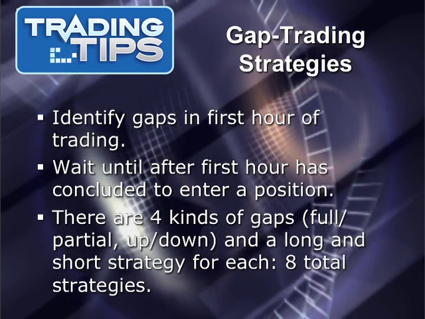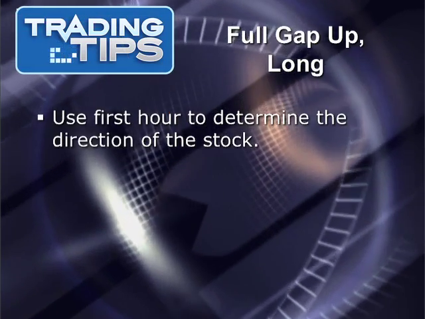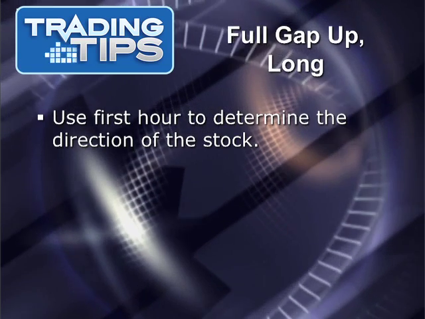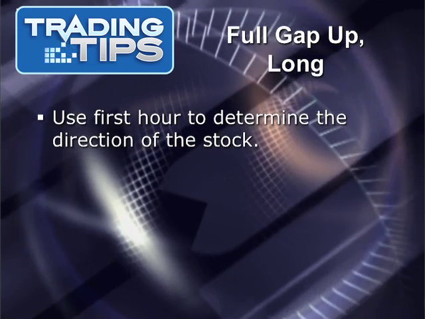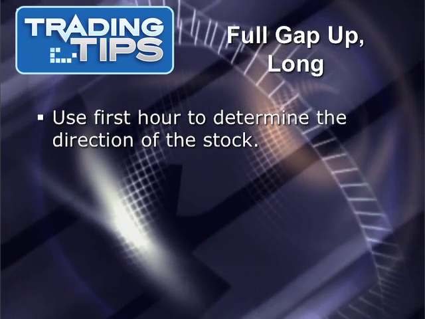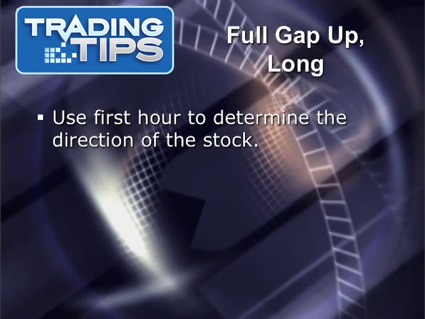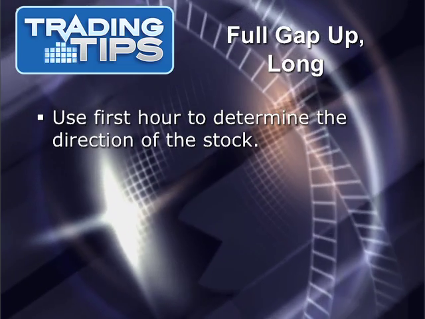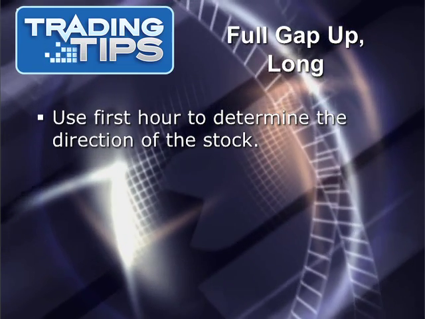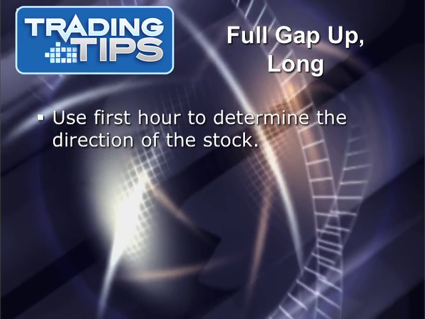Let's look at the 4 full gap strategies first. When a stock makes a full gap up, you can either go long, buy it, or short sell it. Obviously, you want to determine whether the gap up was the first portion of a new uptrend or an overreaction that will soon see a correction. Your best bet in making this determination is to watch the first hour of trading and see if the stock is headed higher or lower. Is it showing strength or weakness?